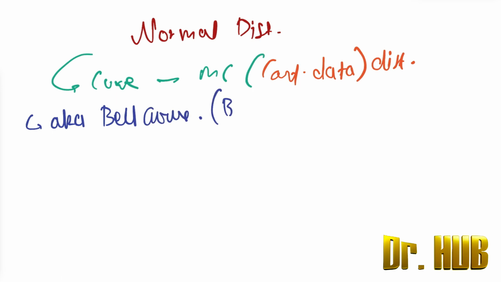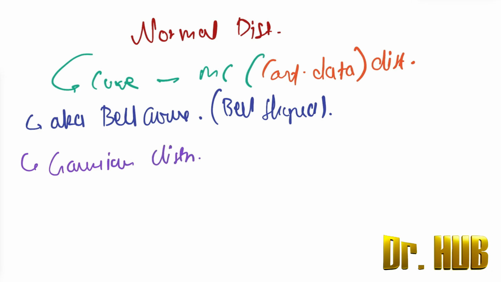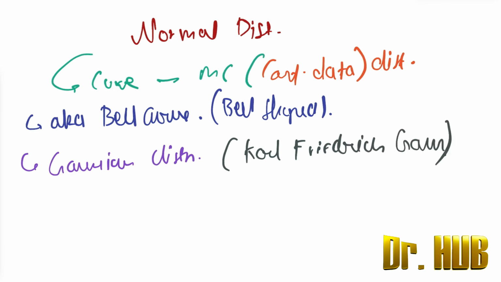Because it is bell shaped, it is also known as a Gaussian distribution, after the mathematician Carl Friedrich Gauss, so it's named after him. The following is the image. Let's draw a rough image. That's how the graph looks.